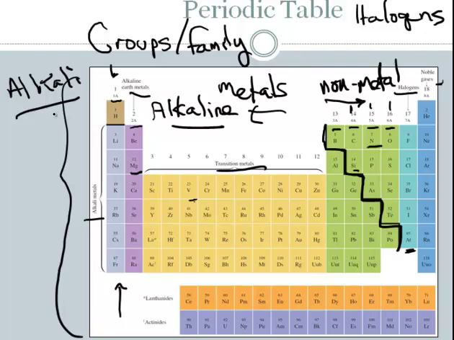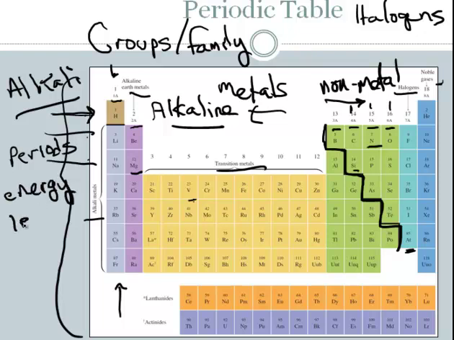Okay, when we talk about the horizontal rows, in other words, that row, that row, that row, etc., 1, 2, 3, 4, we call those periods. Those are going to represent energy levels when we talk about the structure of the atom. But again, we'll get to that later also. So we've got groups going up and down, periods going horizontally, the alkali metals, the alkaline earth metals, the transition metals, the halogens, the noble gases.